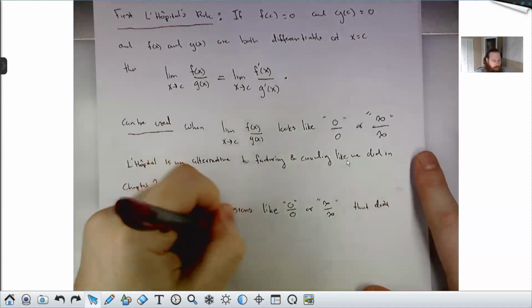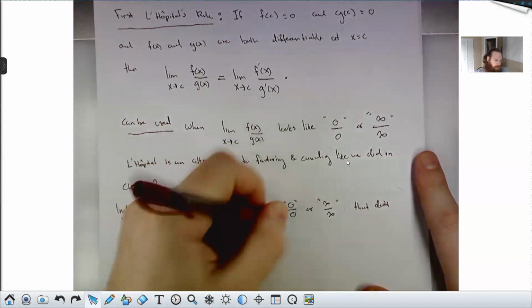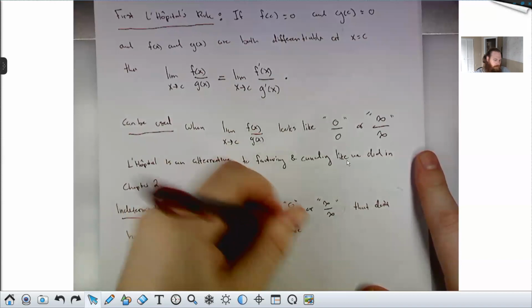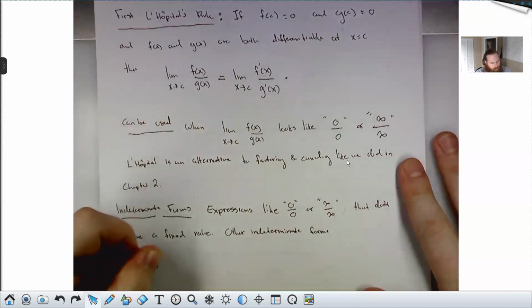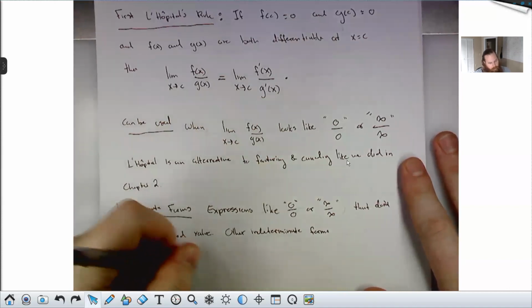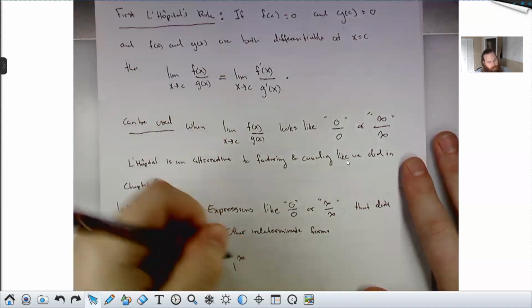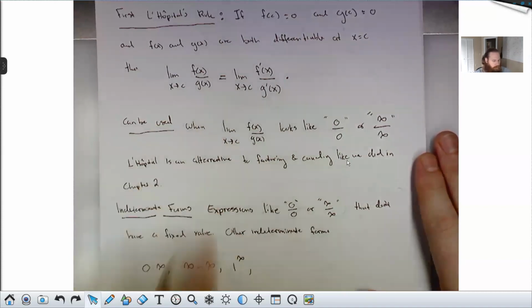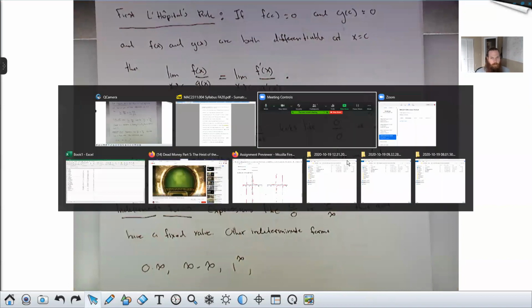Other indeterminate forms include zero times infinity, infinity minus infinity, 1 to the infinity. Let's see, am I missing any? I'm sure I am. We've got indeterminate products, indeterminate differences, indeterminate ratios, indeterminate powers. I think there is another sort of indeterminate power.